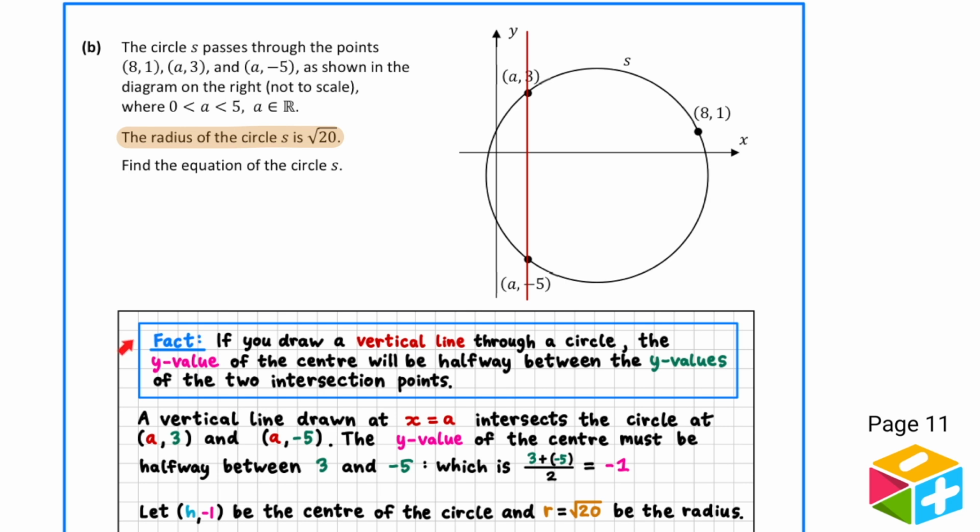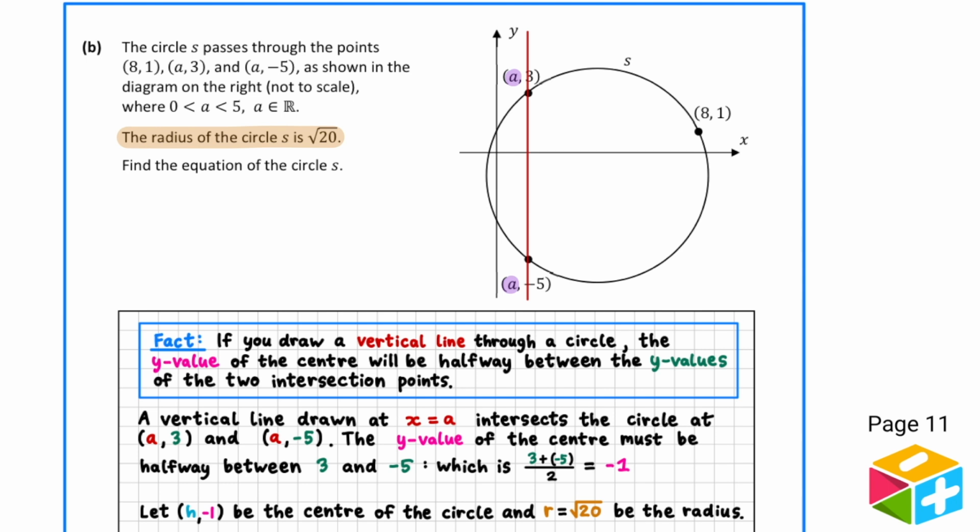A very useful fact here is the following. If you draw a vertical line through a circle, the y value of the centre will be halfway between the y values of the two intersection points. Two of the points that we were given, A, 3 and A, minus 5, share an x value. This means that if we drew a vertical line at x equal to A, it would intersect the circle at these 2 points.